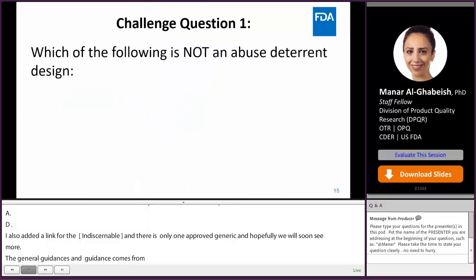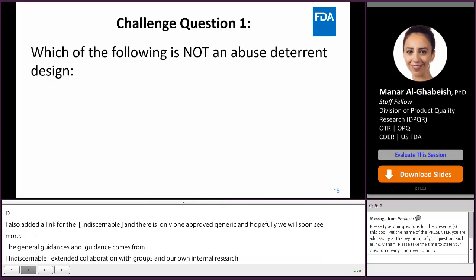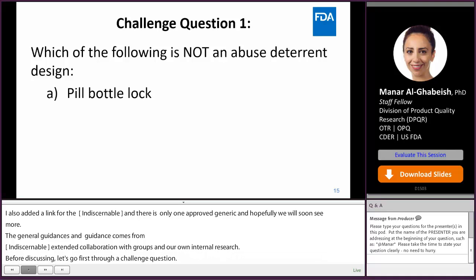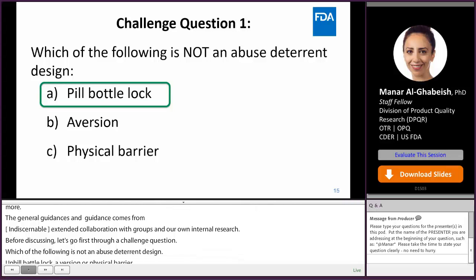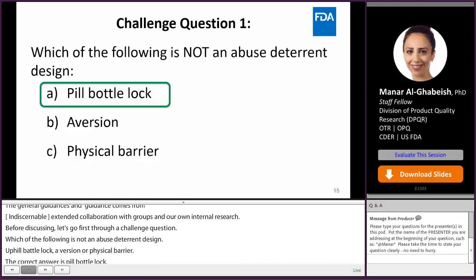Before discussing the internal research, let's go through a first challenge question. Which of the following is not an abuse-deterrent design? Pill bottle lock, aversion, physical barrier. The correct answer is pill bottle lock. Even though it can help in limiting the access to opioids to non-patients, it's not a formulation design.